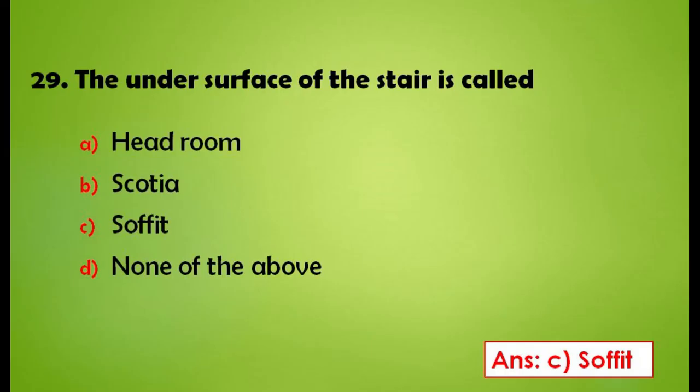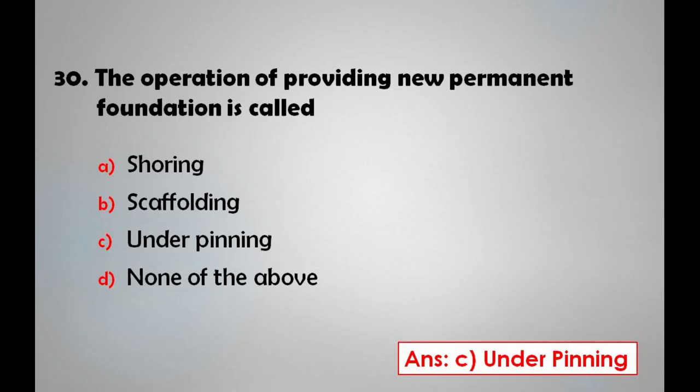The undersurface of a stair is called A. Headroom, B. Scotia, C. Soffit, D. None of the above. The answer is the undersurface of a stair is called as a soffit. The operation of providing new permanent foundation is called A. Shoring, B. Scaffolding, C. Underpinning, D. None of the above. The answer is the operation of providing new permanent foundation is called as underpinning.